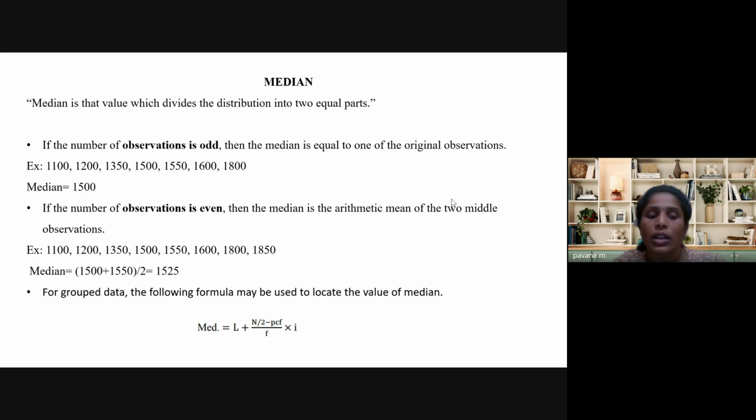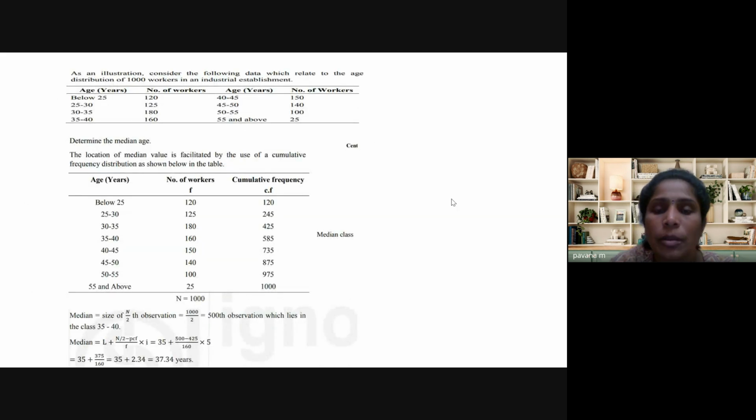Suppose that particular data is in grouped form. Because here this data is an observation series, a series of data. Suppose that data is represented in a grouped way, grouped data, then for calculating the median, the formula is L plus (n by 2 minus PCF) by f into i. PCF means preceding cumulative frequency. So, for example, this is the problem for calculating the median for grouped data.